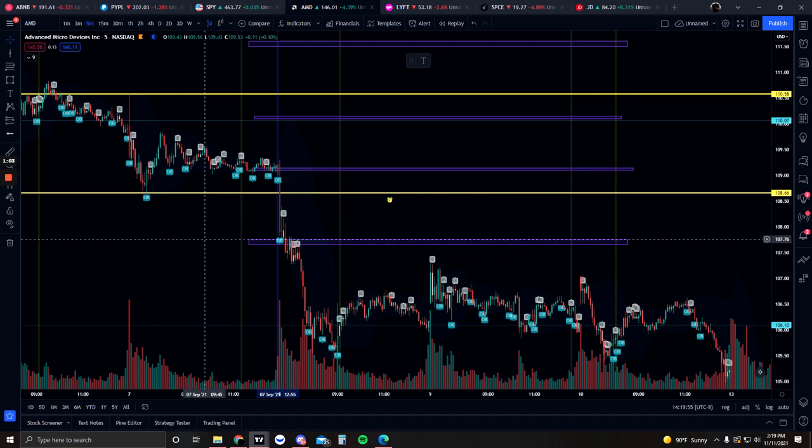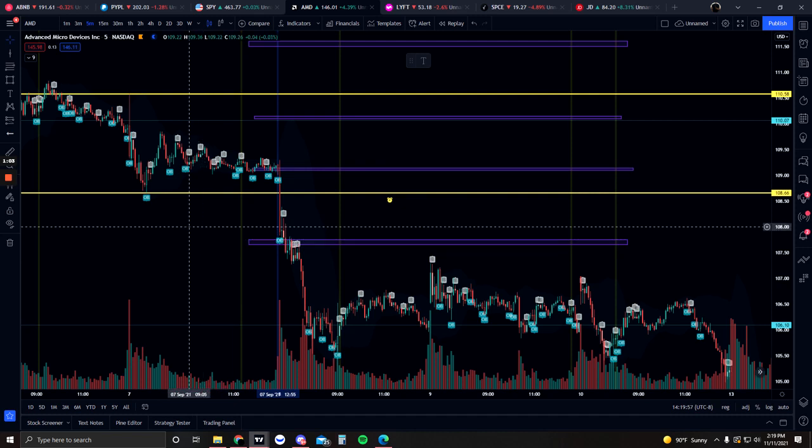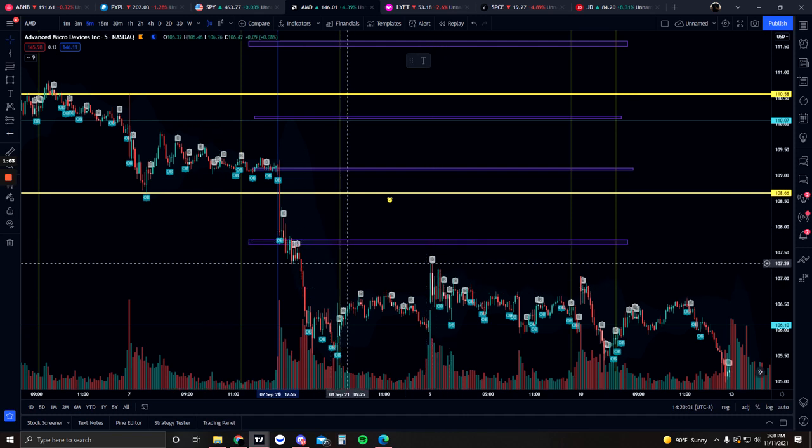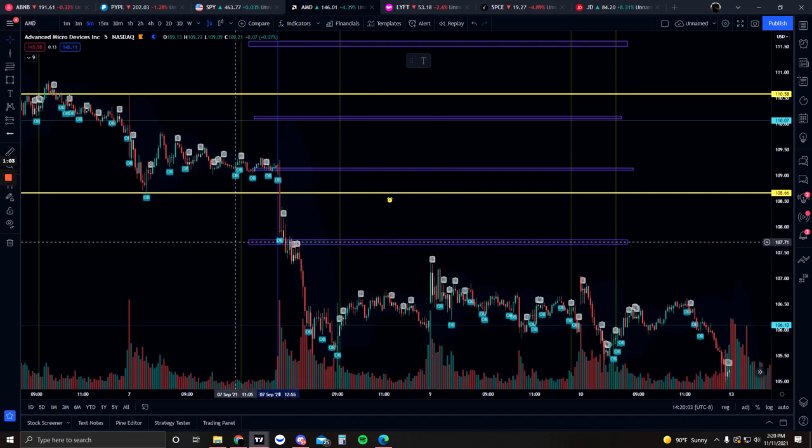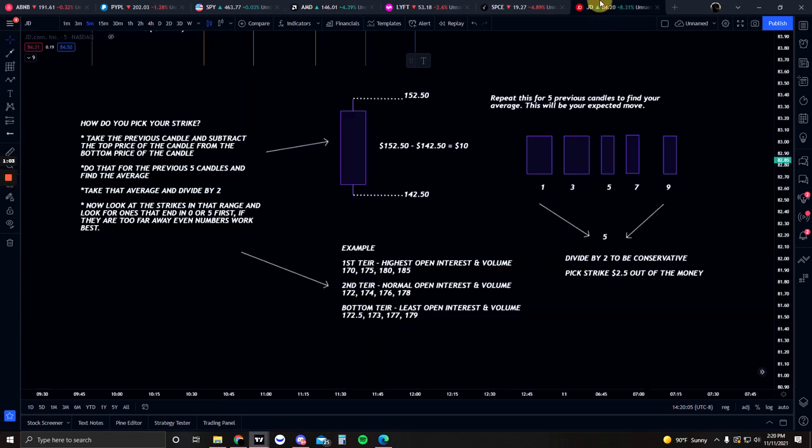Wait, so the number you get after dividing by 2 represents the dollar or number of strikes you should go out? The dollar amount. So for this example, it's a strike that's $2.50 out of the money. If it was like a 5 divided by 2. Yeah, it's not by strikes, it's basically showing the average dollar amount. We're going to be conservative because we want to be safe.